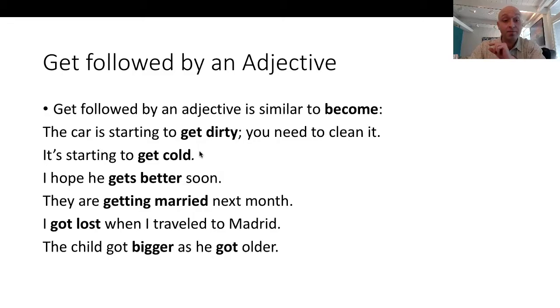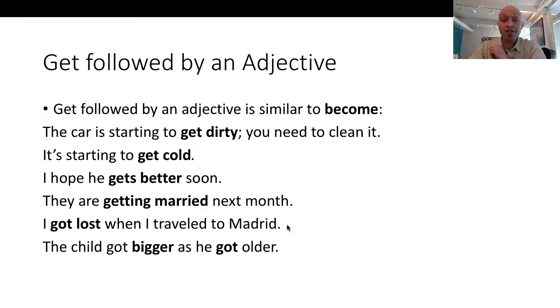The next example, it's starting to get cold. Maybe later in the day, it was warm earlier. Now it's starting to get cold. It's changing from warm to cold. When somebody is sick, I hope he gets better soon. What we're really saying is we hope the person becomes better soon. It's also very commonly used with marriage. They're getting married next month.